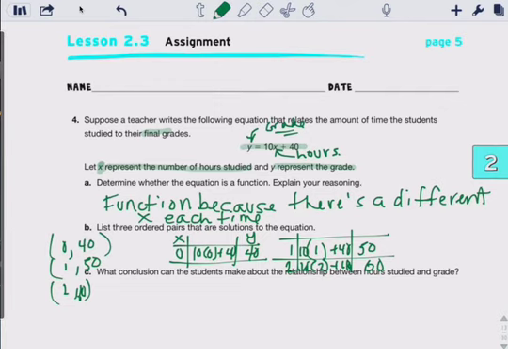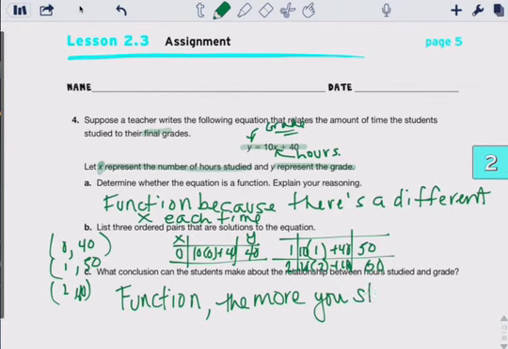What conclusion can the students make about the relation between hours studied and grades? It's a function, and the more you study, the better your grade. Because the domain are different. The more you study, the better the grade.